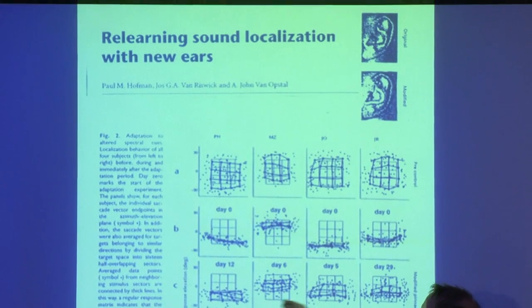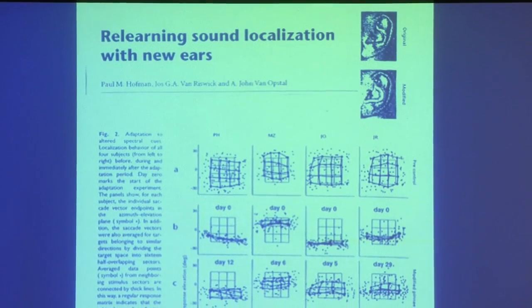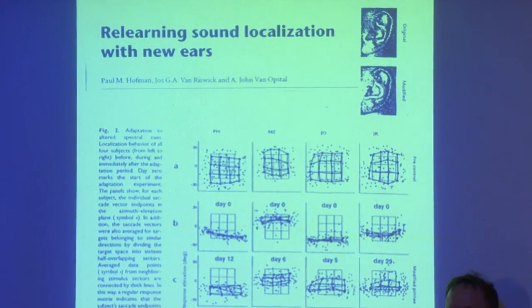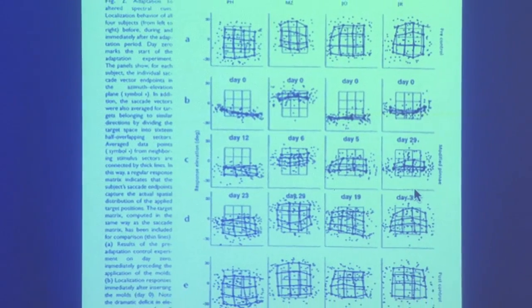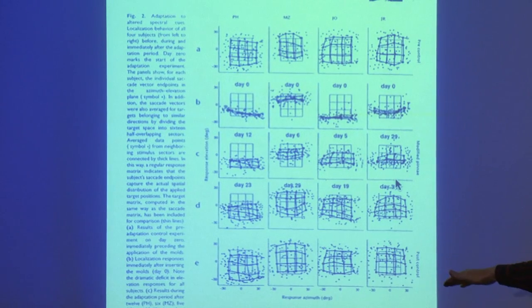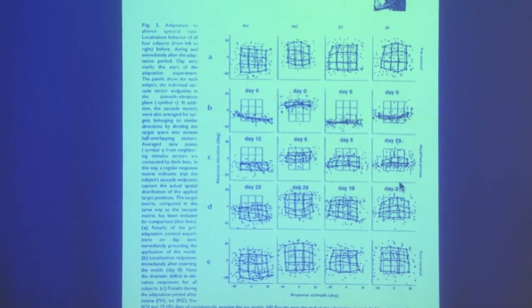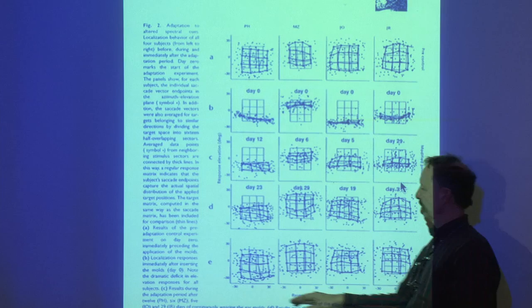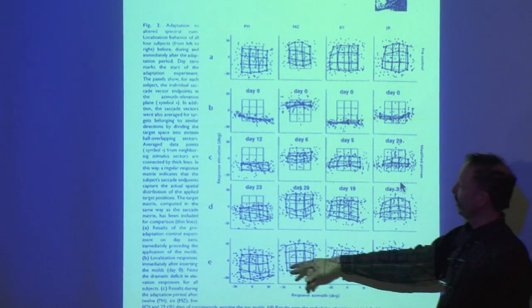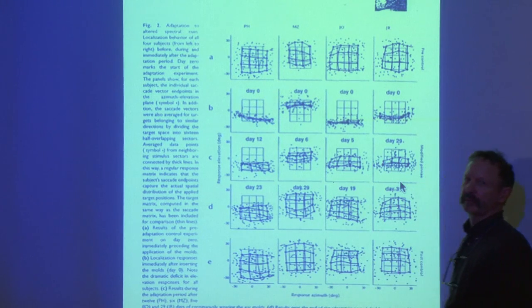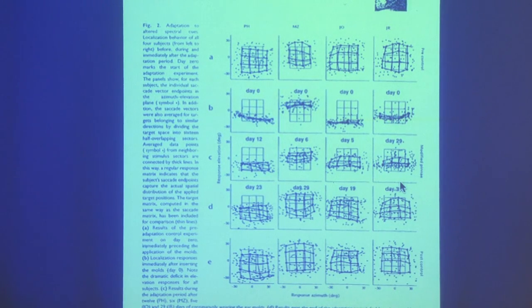These are some data from 4 different subjects. They tested the subject to localize sounds coming from in front of them. Left and right would be azimuth. That's plotted on the x-axis. Up and down would be elevation. That's plotted on the y-axis. And they moved the sounds around in different places. And they said to the person, tell me where the sound is coming from.